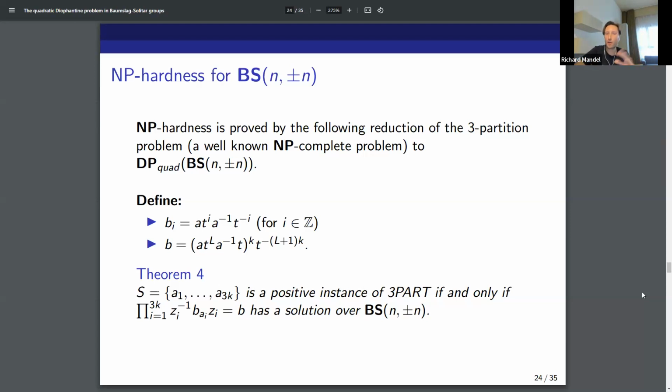And this is not only NP hard, but it's strongly NP hard, which means that it remains NP hard even when the input is given not in binary, but in unary. So even when the input is sort of artificially large, we still have an NP hard problem.